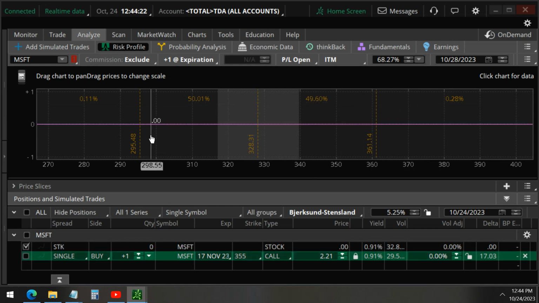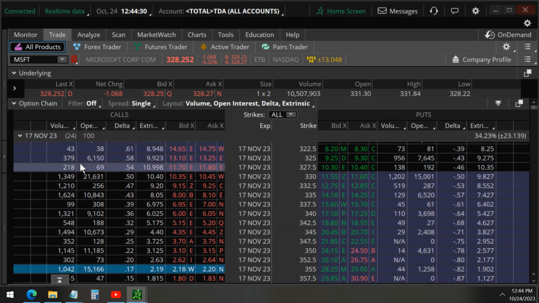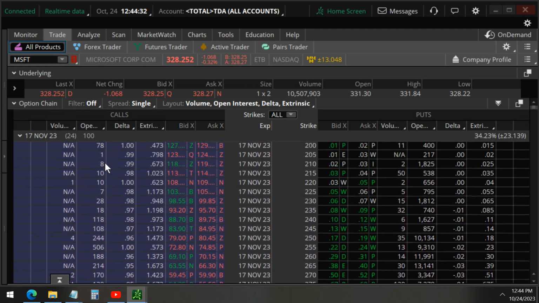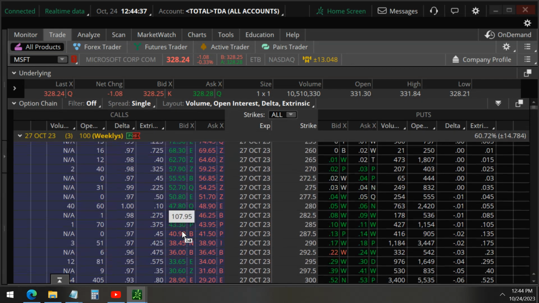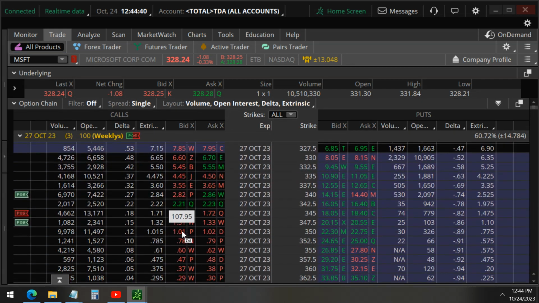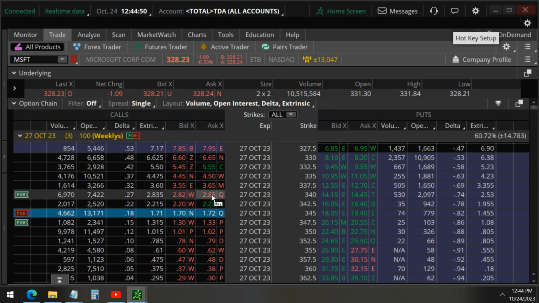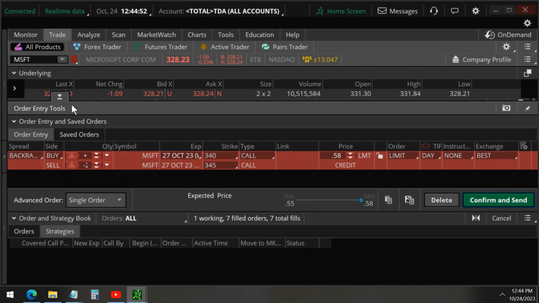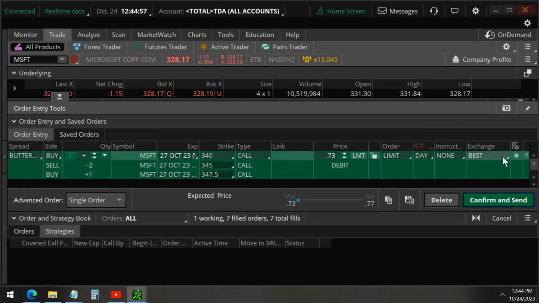The way we traded Microsoft based on a bullish sentiment is we went to the expiration cycle that expires the closest, which is October 27, in just 3 days. We sold the 345 strike calls, 2 of them for each of our trades, and bought 1 each of the 340 strike calls and the 347.5 strike calls.